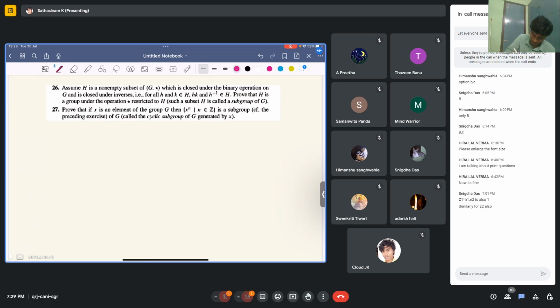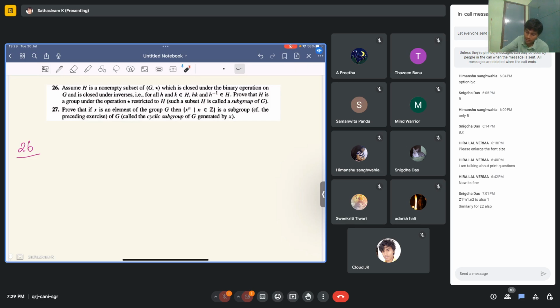Okay, so let's do this one, 26. Here the question says, assume H is a non-empty subset of G star. G is a group and H is a subset of G, which is closed under the binary operation on G, and it is closed under inverse also. So if h and k belong to H, then hk belongs to H and h inverse belongs to H. Now what you have to prove? You prove H is a group under the operation star restricted to H. What it says is if you restrict the operation star to H, H forms a group. That is the same as telling H is a subgroup.